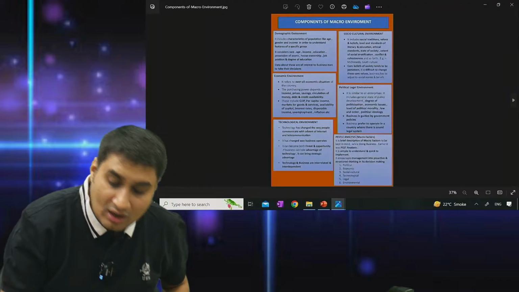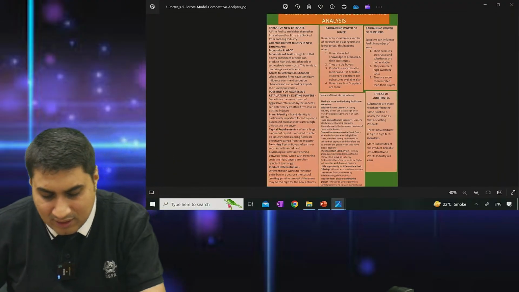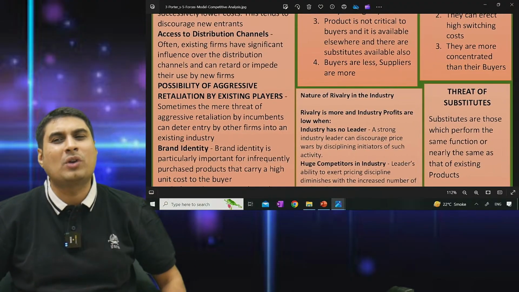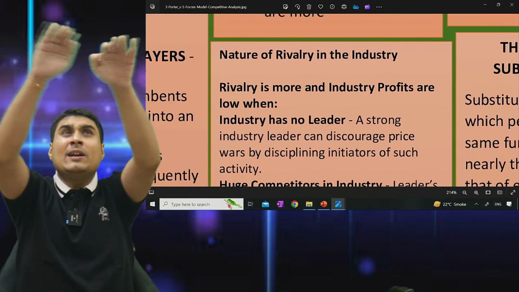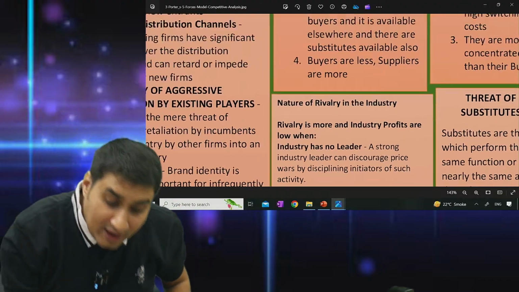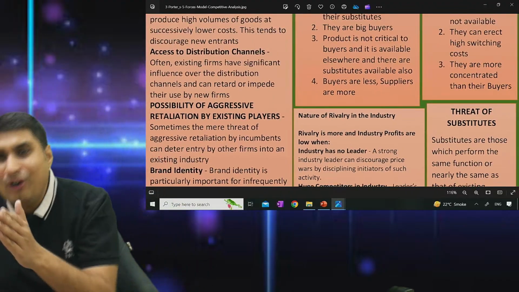Okay. Substitute. Is there any substitute of Apple? It's been so many years, no one has been able to come. What is the rivalry? No rivalry. Apple operates in a blue zone where there is no competition. So everywhere pressure is low, low, low, low, low.